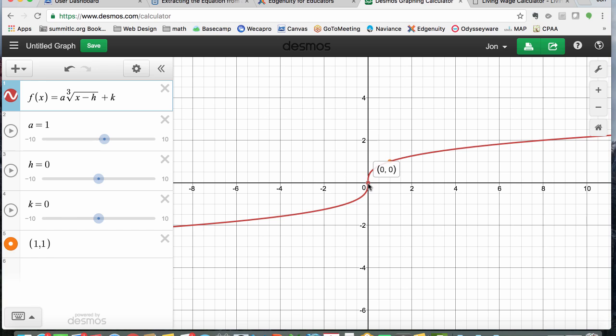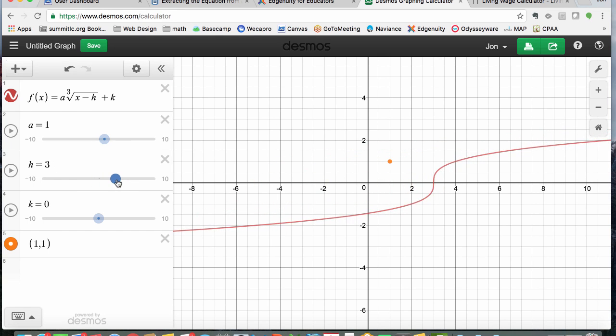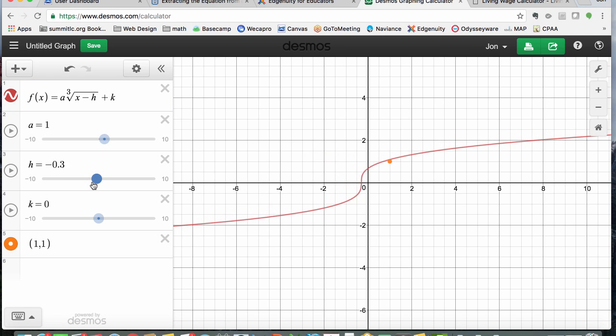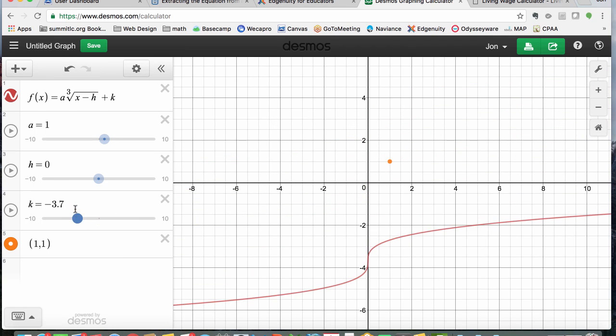Now you notice it's similar in that it also goes through the point (0, 0), until I start doing some translations. h does the same thing. If h is a positive number, so x minus 3, guess what? It moves it over 3 to the right. If I make it x plus 4, or x plus 5, so x minus negative 5 turns to x plus 5, guess what? It moves it 5 to the left. Same thing with k. k will move it up and down, giving me vertical shifts. So there's moving it up, there's moving it down, depending on whatever I make the value for k.